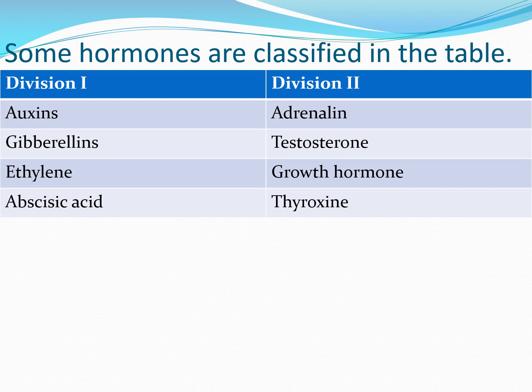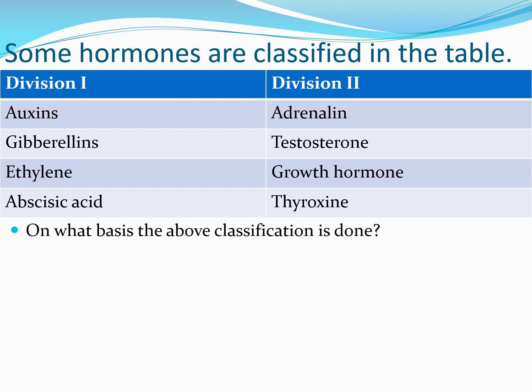Next, here some hormones are classified in the table, division 1, division 2. In division 1, the hormones given are auxins, gibberellins, ethylene, abscisic acid. Division 2, the hormones given are adrenaline, testosterone, growth hormone and thyroxine. By going through the table, we need to solve the questions given below. First question, on what basis is the above classification done? Division 1 are plant growth hormones and division 2 are human hormones.